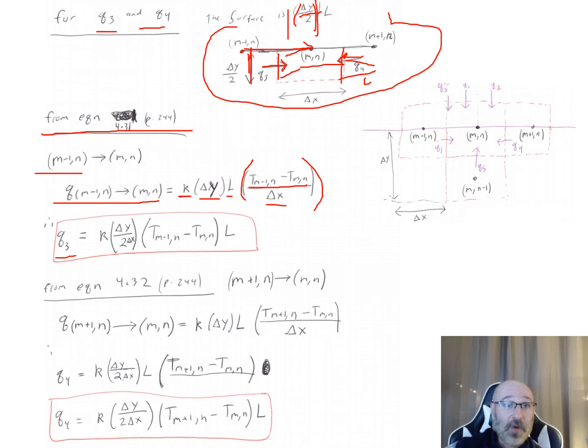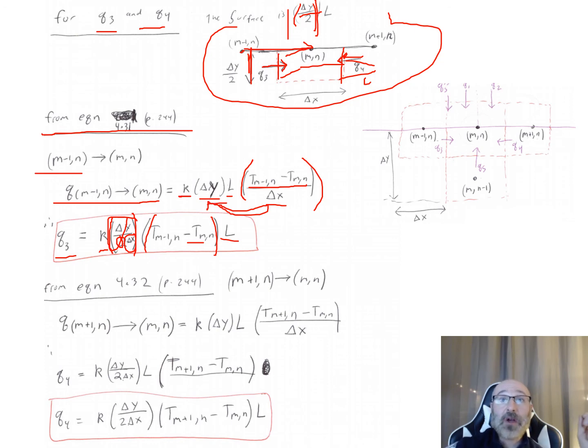So our Q3, as we plug in for our specific problem, is equal to our k value times our delta y over 2, with the delta x moved over as well, all over 2 delta x, times our temperature difference between our T of m minus 1,n and T of m,n, times our L. So again, this 2 on the bottom comes from the fact that this is now a delta y over 2, and our delta x comes from moving this delta x over.